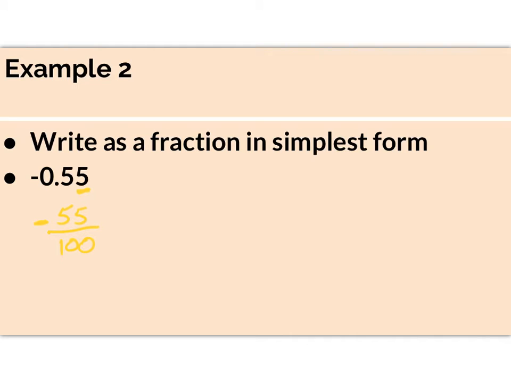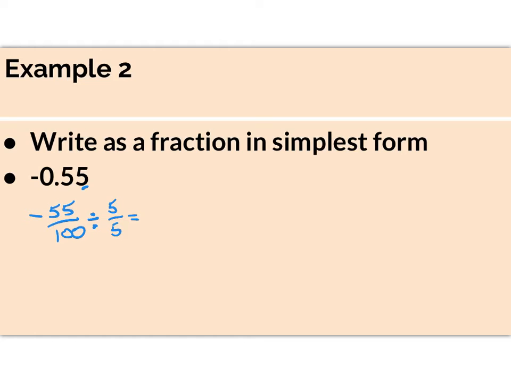And if you need to brush up on this, go back to lessons 1, 2, and 3, where we discuss place value in expanded form. Now we have to simplify 55 over 100. Now, one thing we know, if a number ends in 5, you can divide it by 5. So let's start by dividing by 5.